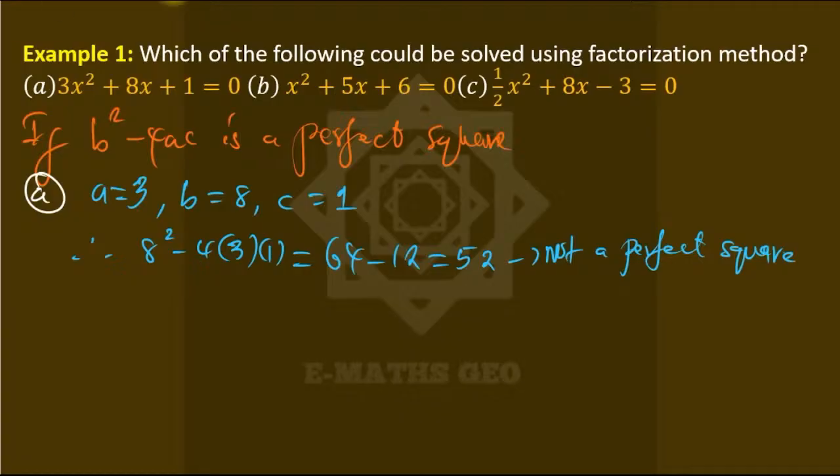So let's take the second. So no, the answer is no. So let's test the second one, which is A is what? So what is A? A is 1, B is 5, and C is 6.